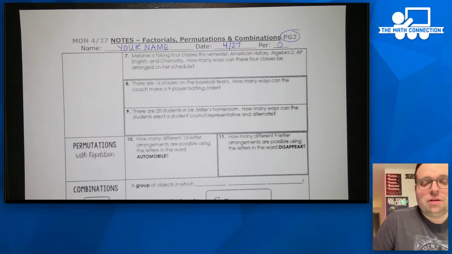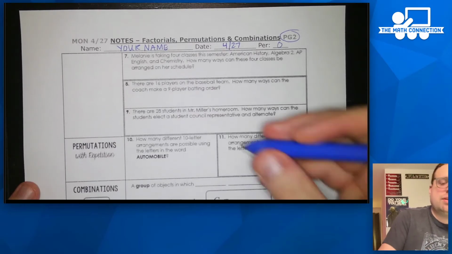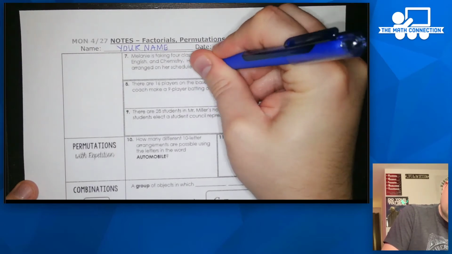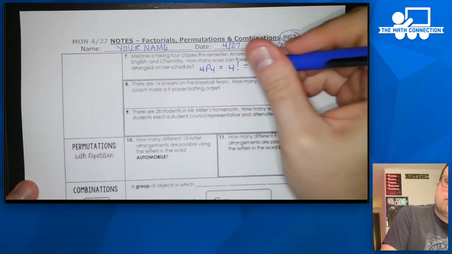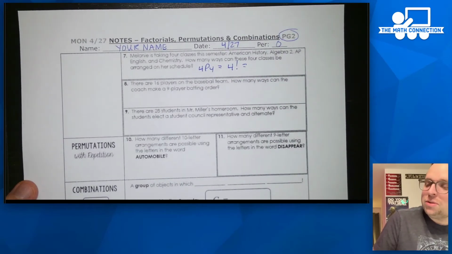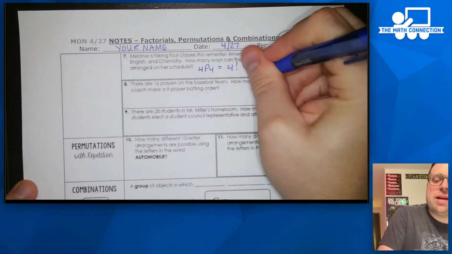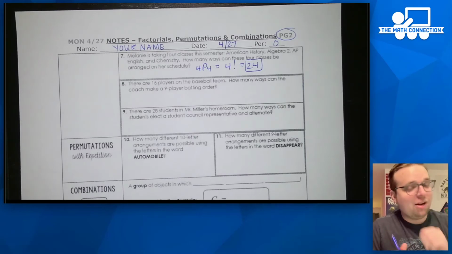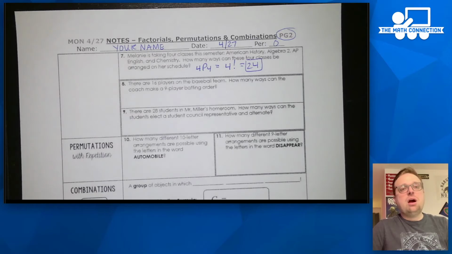I'm gonna assume that we're gonna try and make this question simple and boil it down. So I'm gonna assume that Melanie just has 4 slots in her schedule, and there are 4 classes that she can take. So this is gonna be a 4 permutation of 4, which is just going to be 4 factorial, and 4 times 3 times 2 times 1 is 24. So there's 24 different ways in which Melanie can arrange these 4 classes into the 4 slots she has on her schedule.